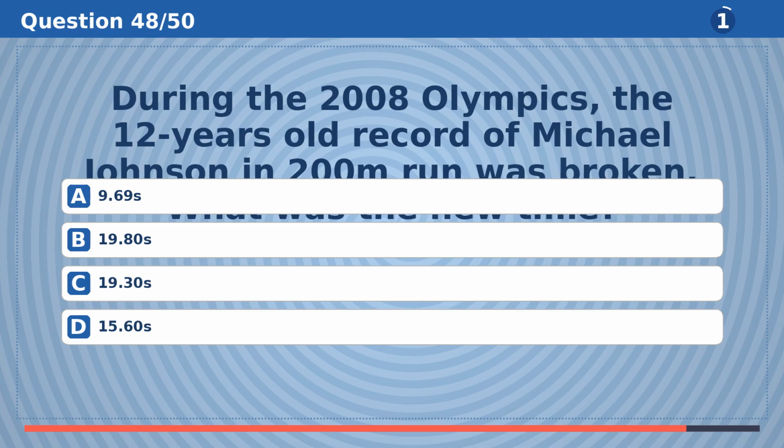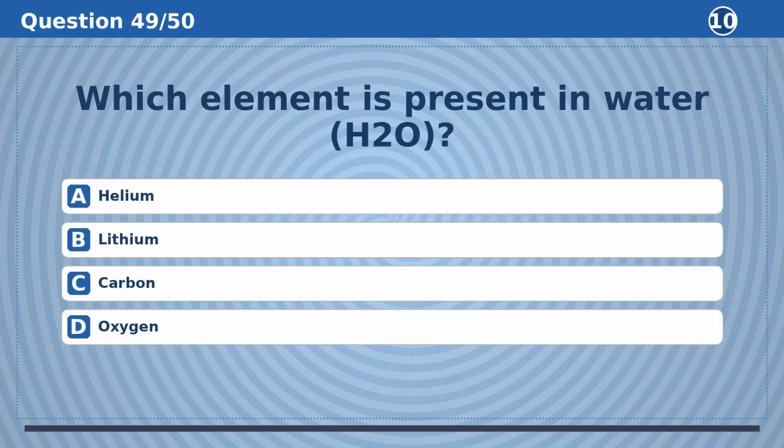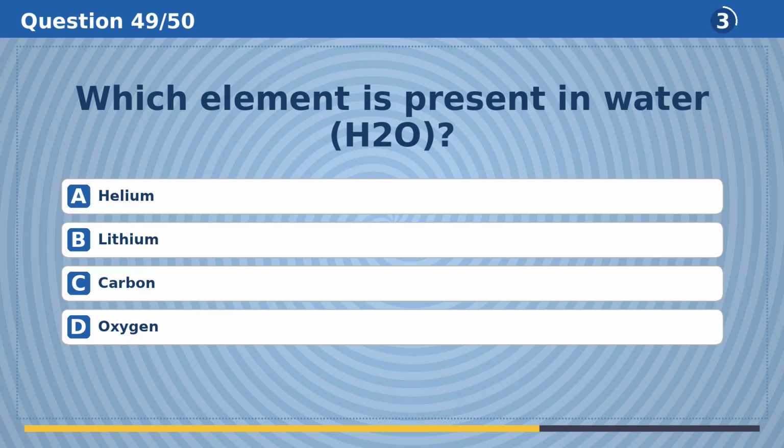During the 2008 Olympics, the 12-year-old record of Michael Johnson in 200 meters run was broken. What was the new time? The answer is C. 19.30 s.